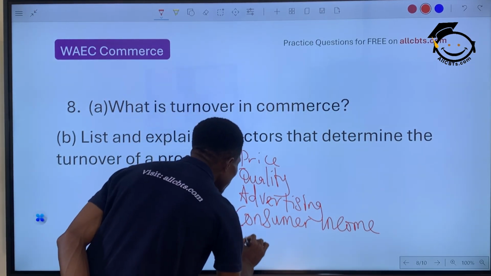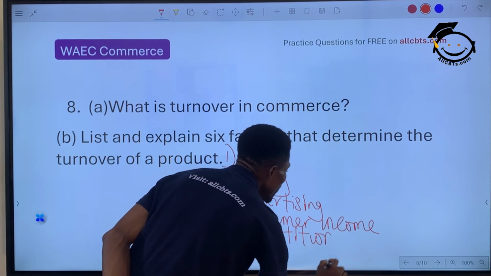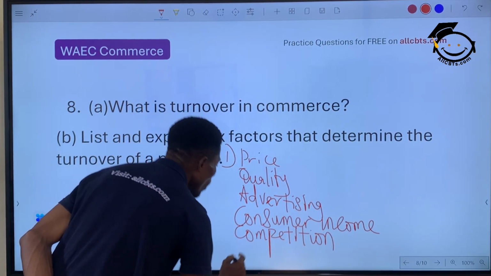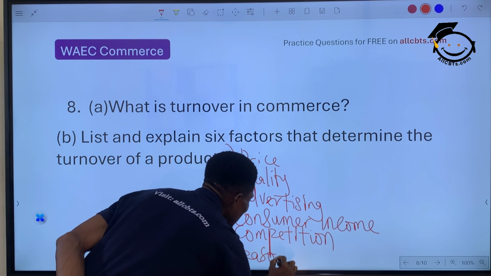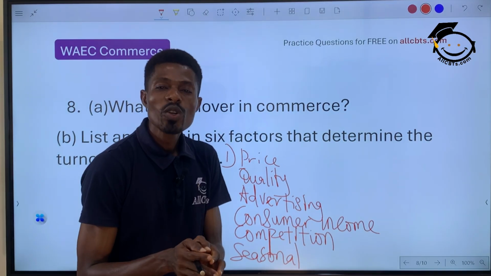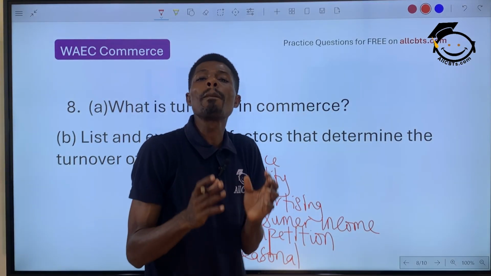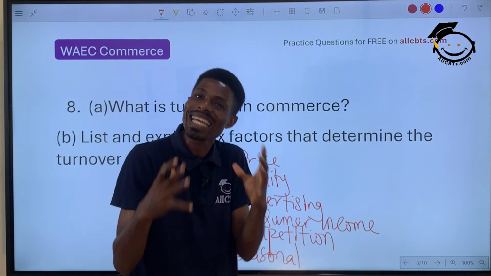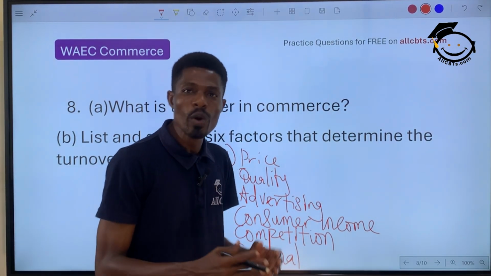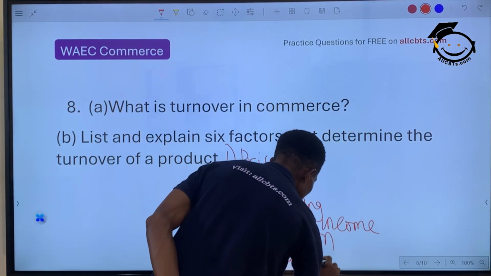The next one is what we call competition. Strong competition may increase or reduce sales. And the last one is seasonal demand. What does this mean? Certain products are bought only during a certain period or season. For instance, raincoats are bought more during the rainy season. So, seasonal demand.